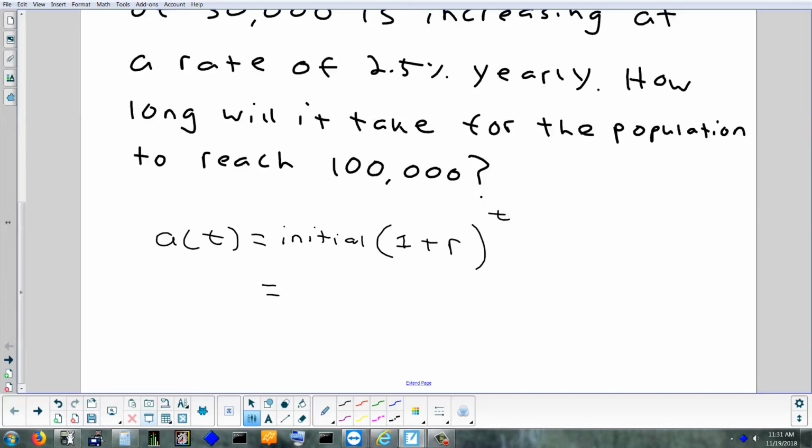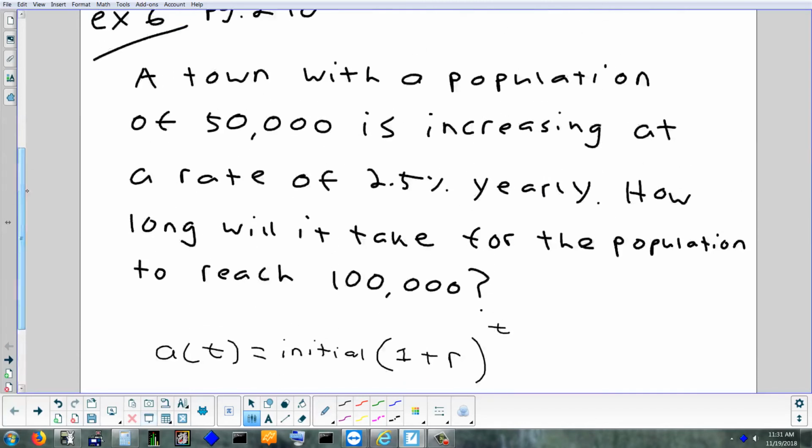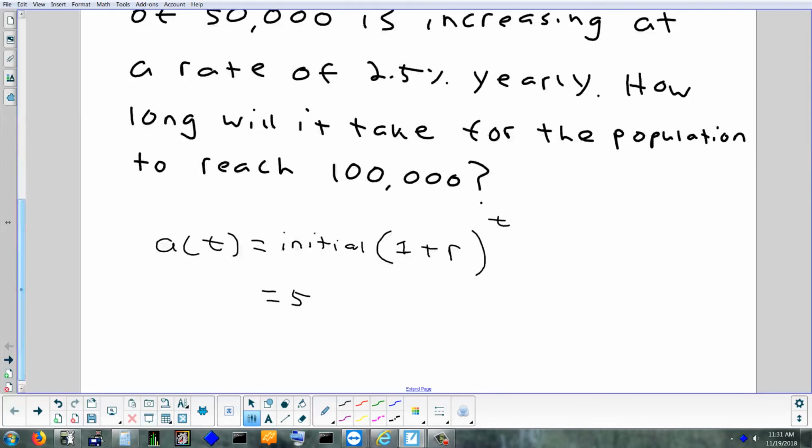Okay, so let's fill this in. So my initial population is how much? 50,000. Times 1 plus my rate. Now my rate is 2.5%. What's 2.5% as a decimal? 0.025 plus 1.